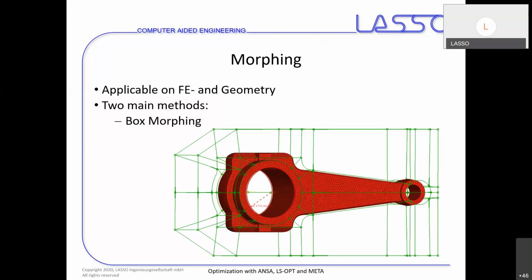Box morphing means we put our model in so-called morphing boxes. Depending on what we want to do, we fit and adjust the boxes onto the geometry like it's done here on this example. And then we move the boxes and everything which is inside the boxes is moved accordingly.